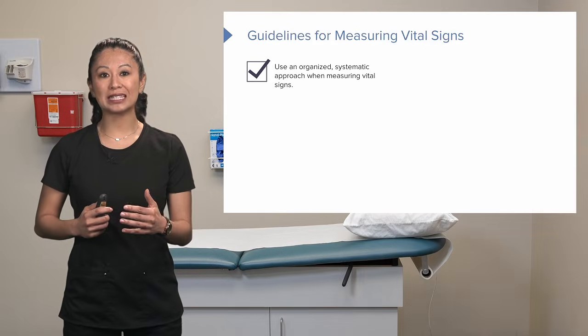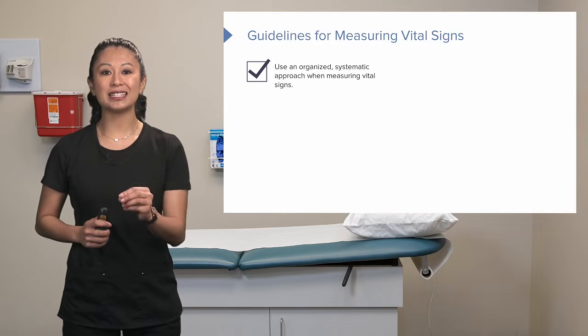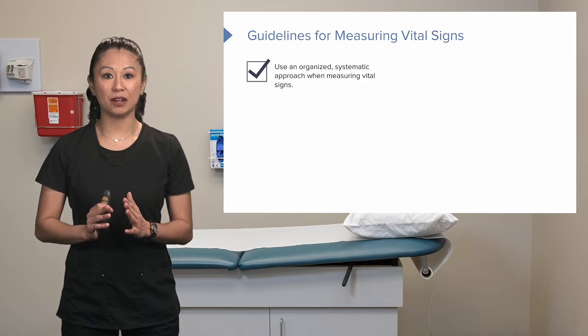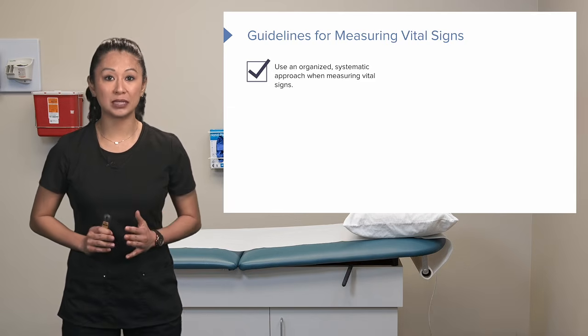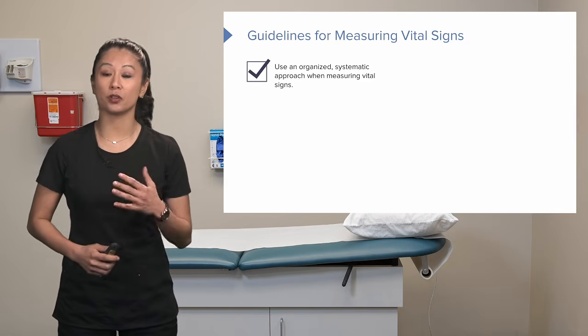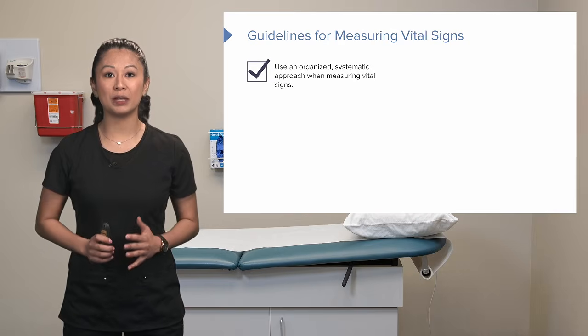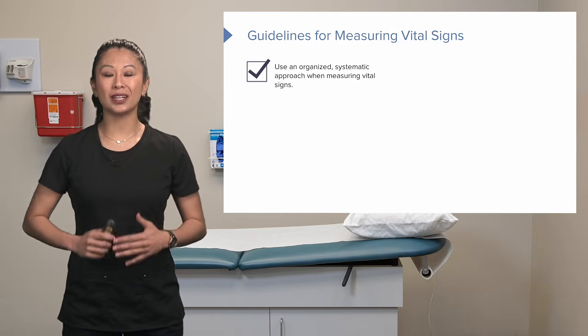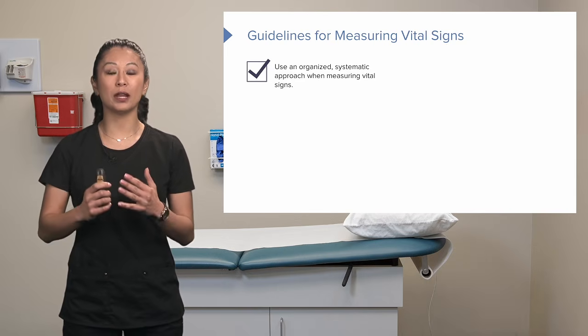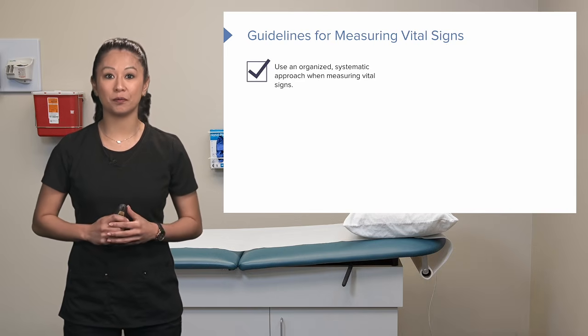We also want to consider using an organized, systematic approach when we take our vital signs. When we get a set of vitals, we want to take a full set of those, meaning all the temperature, the respiratory rate, the blood pressure, the pulse. All of those pieces matter, so we want to do it in an organized and systematic way. That way we make sure we're accurate and we obtain all the results we need.